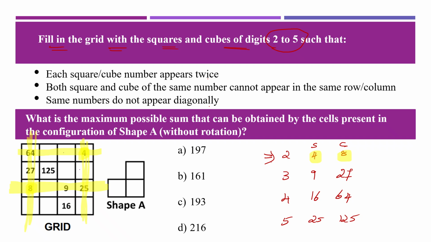There are 2 remaining squares. Okay, let me fill 4 here. It's not possible as there is diagonally a 4. According to the given statement, same numbers do not appear diagonally. Okay, in that case, let's replace this with 8, and here let me fill 4. Okay, so squares and cubes of 2 is done.